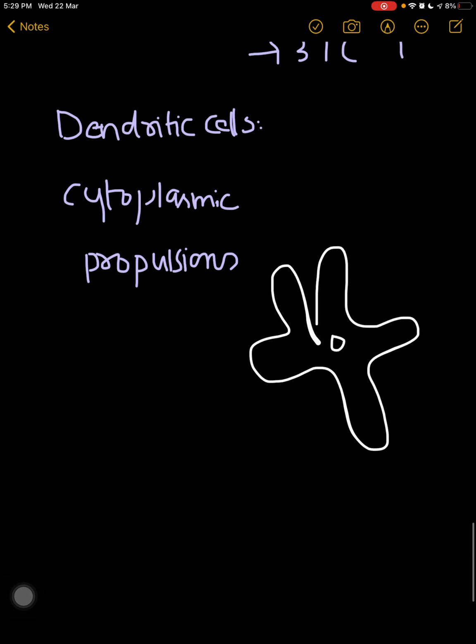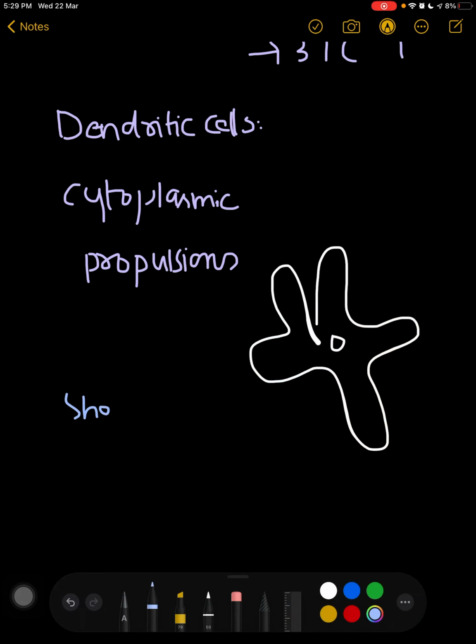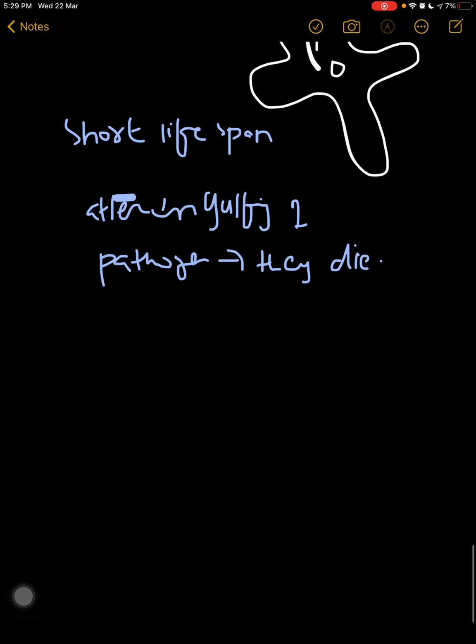And their lifespan is very short, right? They have a short lifespan. After engulfing one pathogen they die, right? And these dendritic cells are known as APCs.